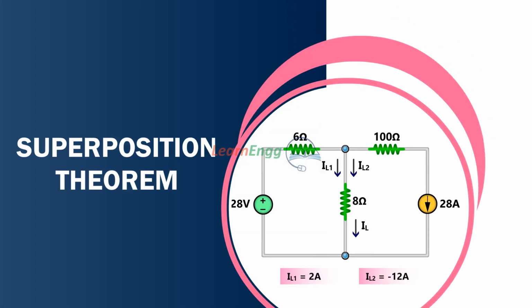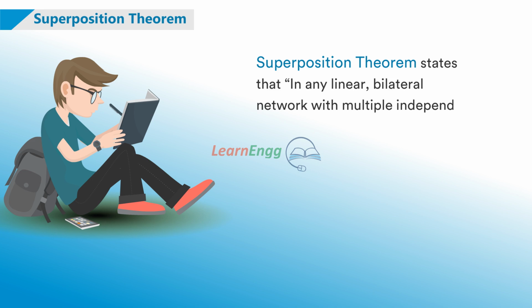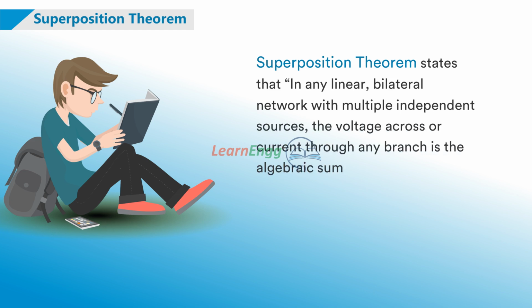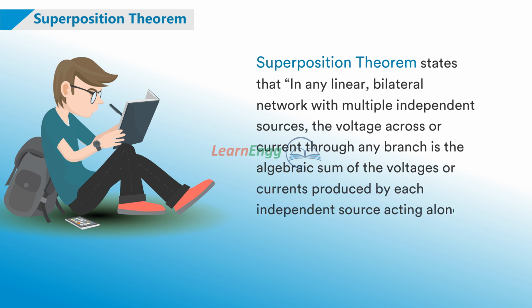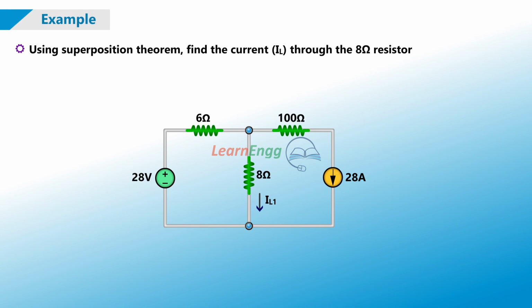Superposition Theorem, Step-by-Step Guide, with solved example. Superposition Theorem states that, in any linear, bilateral network with multiple independent sources, the voltage across, or current through any branch, is the algebraic sum of the voltages or currents produced by each independent source acting alone. Let's solve an example. Using superposition theorem, find the current, IL, through the 8-ohm resistor.